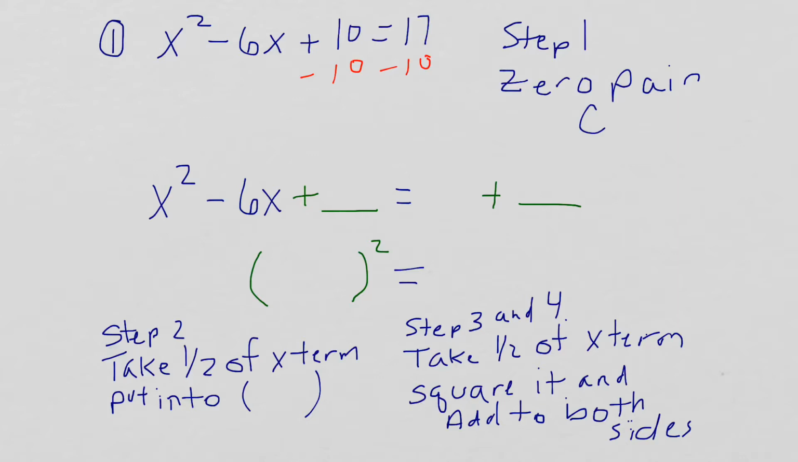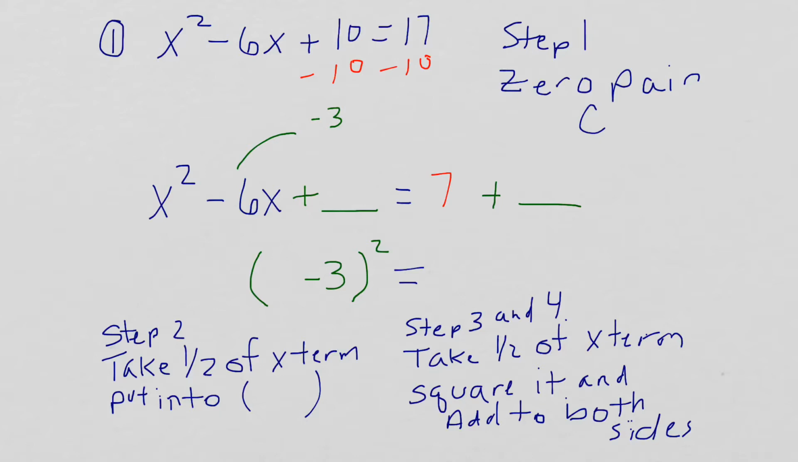Step 2, we're going to write x squared minus 6x plus a blank line equals, and 17 minus 10 is 7 plus a blank line. Next step, we're going to take half of negative 6, and that's going to be negative 3, and we're going to put it down in the parentheses.